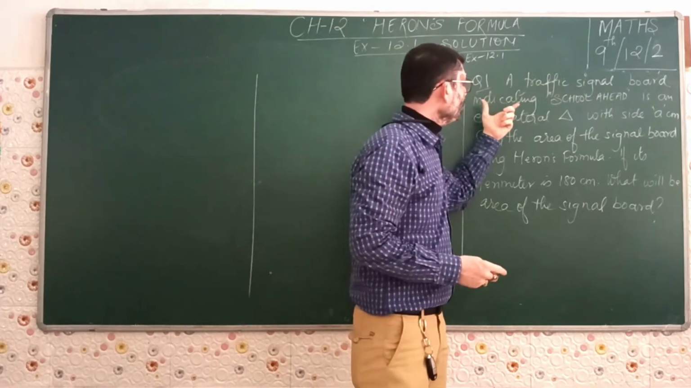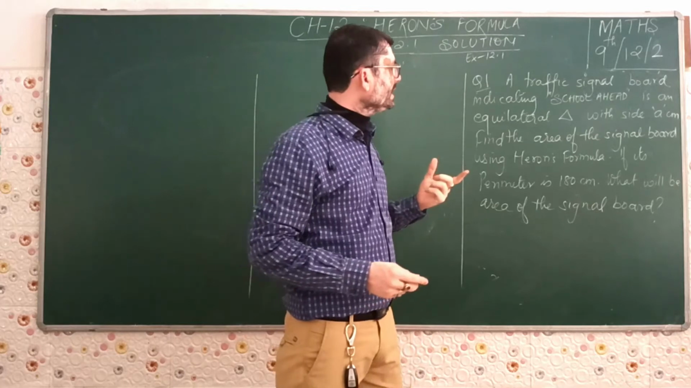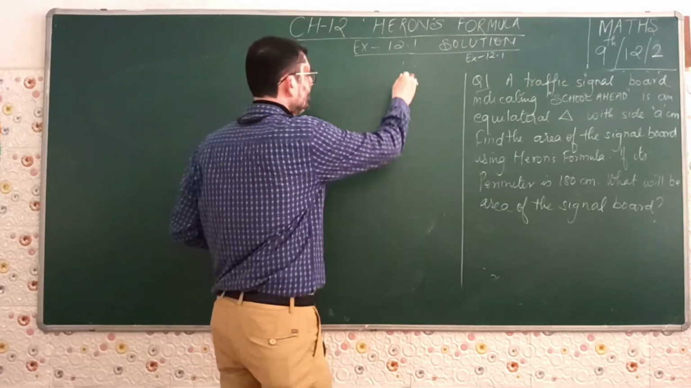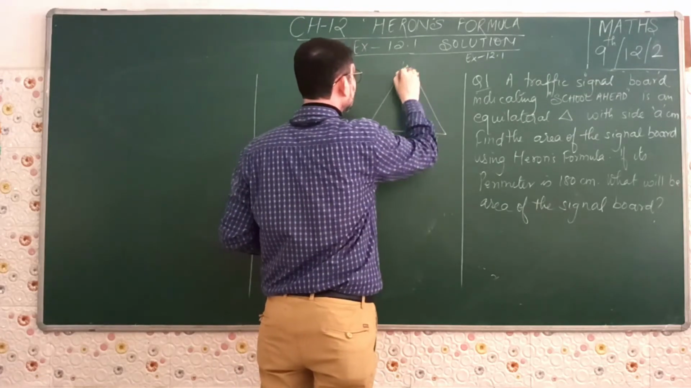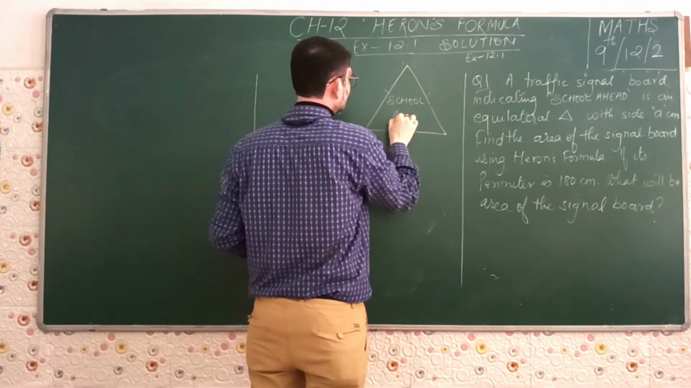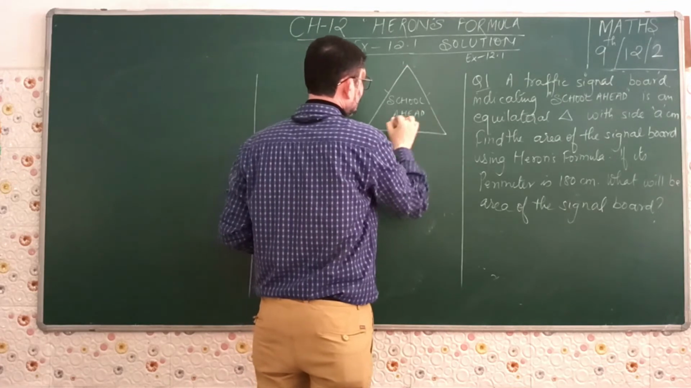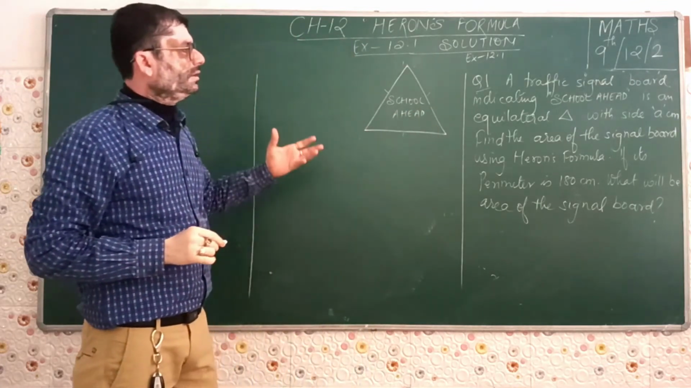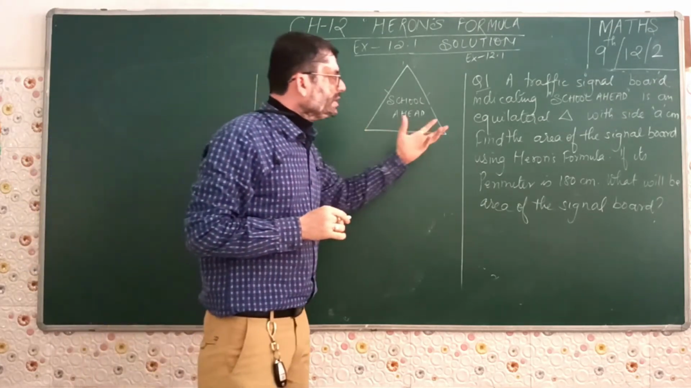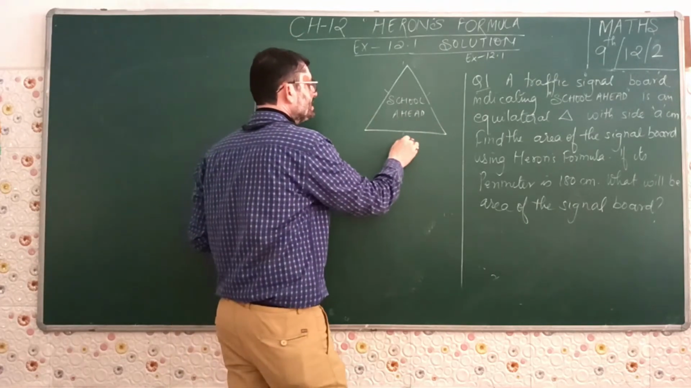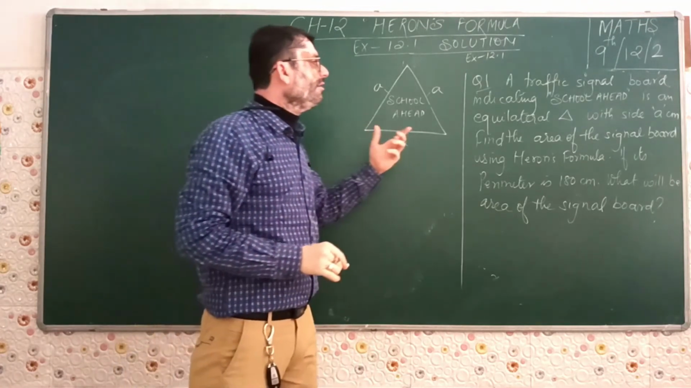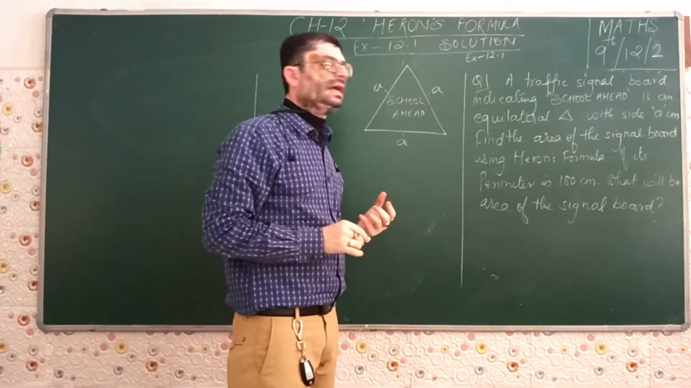A traffic signal board indicating school ahead is an equilateral triangle with side A. We are given a traffic signal in the shape of an equilateral triangle, and it is mentioned here school ahead. This is a traffic signal board written with school ahead in the form of an equilateral triangle with side A centimeters. So the sides are A, A and A. These are the three sides of an equilateral triangle. Find the area of the signal board using Heron's formula.